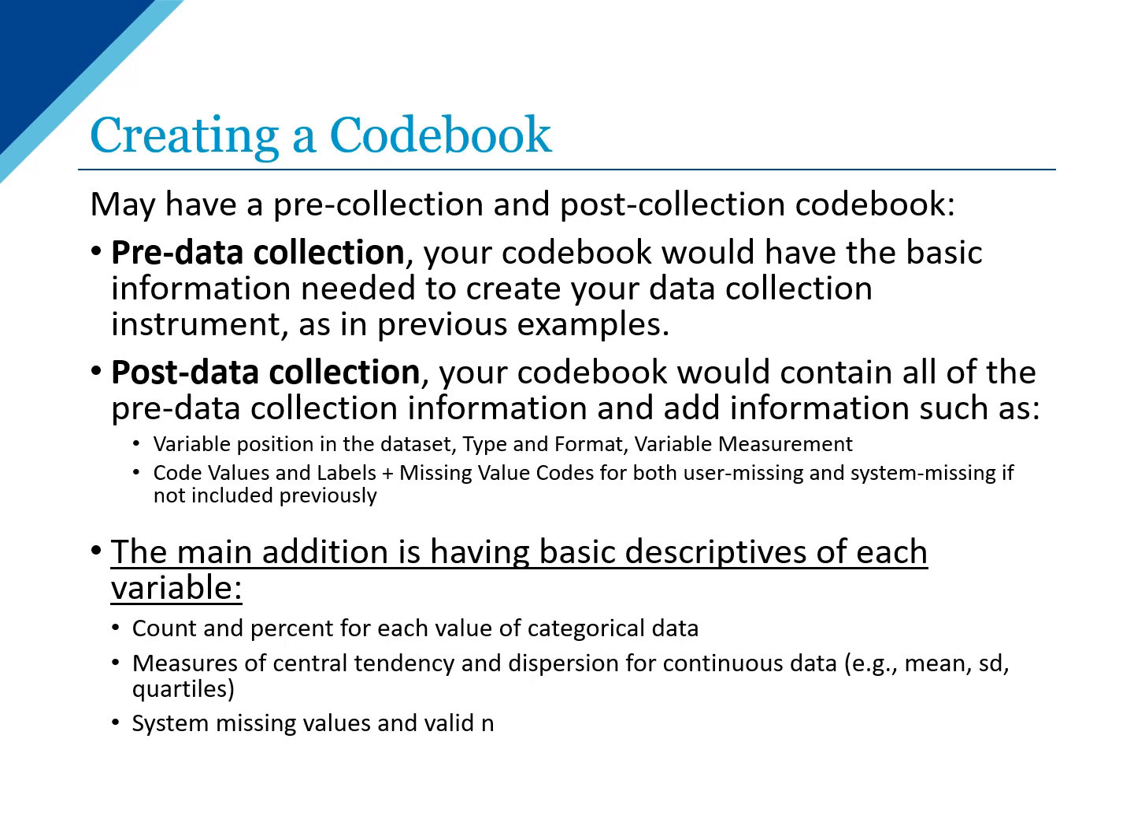You might create a codebook for use before data collection that contains all of the basic information you need for each variable in order to create the data collection instrument. After data collection occurs, you can add information to the codebook, including information on variable position and format in the data set, and basic descriptives of each variable, such as count and percent for categorical variables, and measures of central tendency and dispersion, such as mean and standard deviation, for continuous variables, and the system missing values and valid count for each variable.